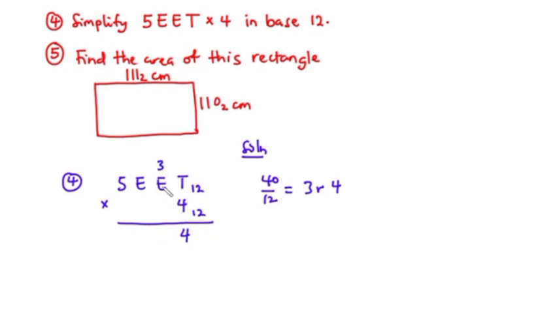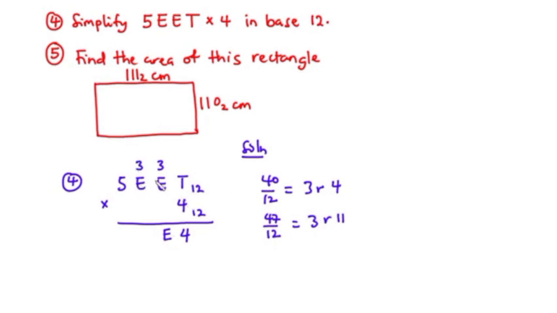E is 11. So 11 times 4 is 44, plus 3 is 47. 47 divided by 12 is 3, remainder 11. 12 times 3 is 36. 47 minus 36 is 11. So instead of writing 11, we are going to write E. And then we carry on 3.